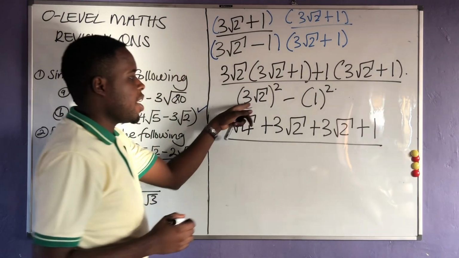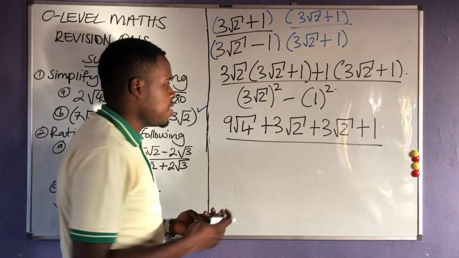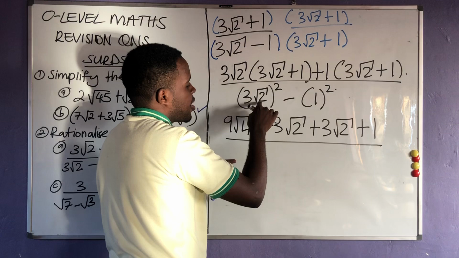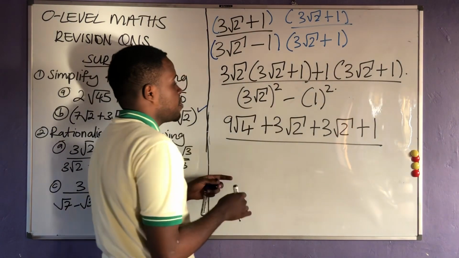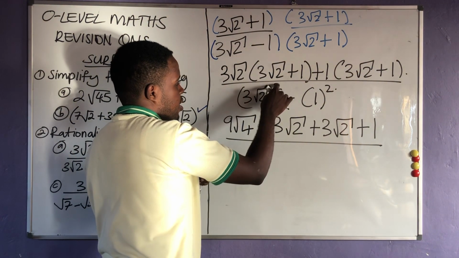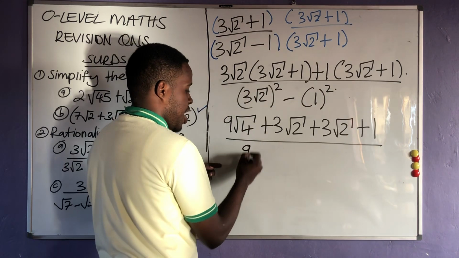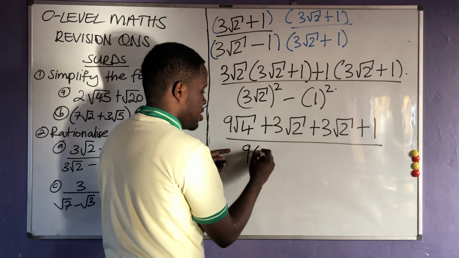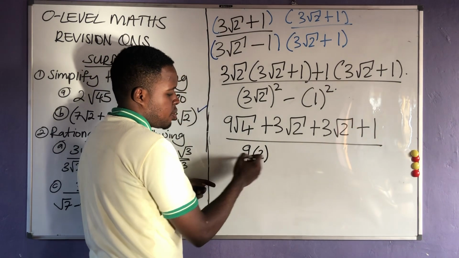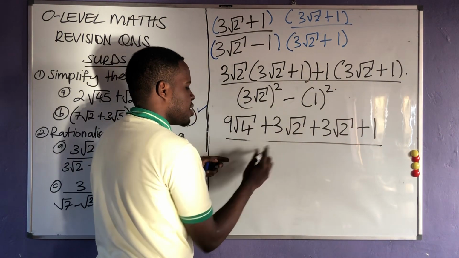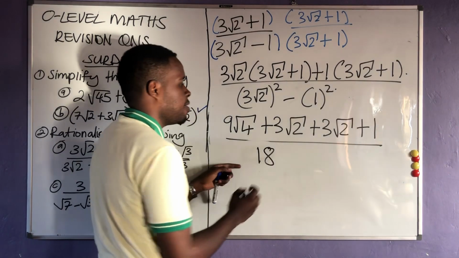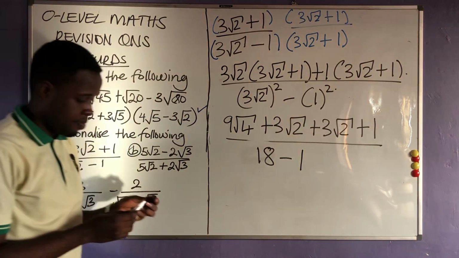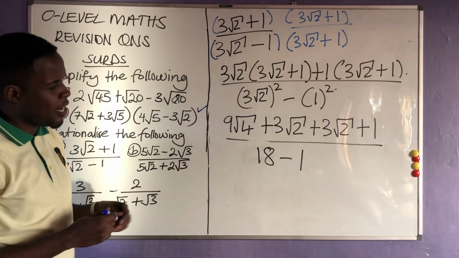So we are going to square this, but according to the laws of indices, this square will affect both terms in our bracket. It will affect the 3 and the root 2. So it will be 3 squared, which will be a 9. Then root 2 squared, which will be simply a 2. So this one we can multiply, and we shall end up having 18. Then minus 1 squared, which is a 1. We shall continue to simplify this.